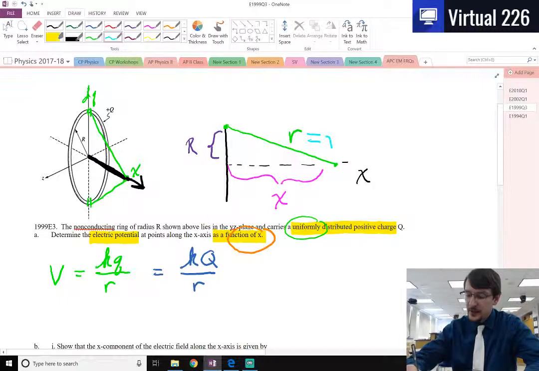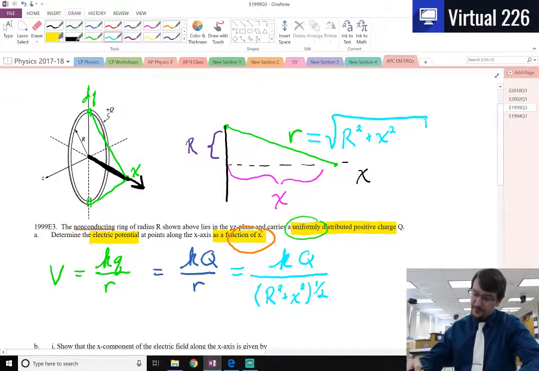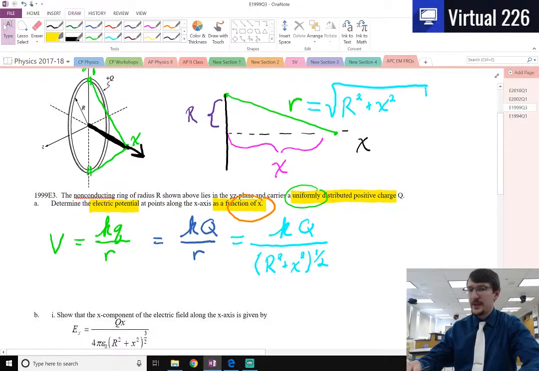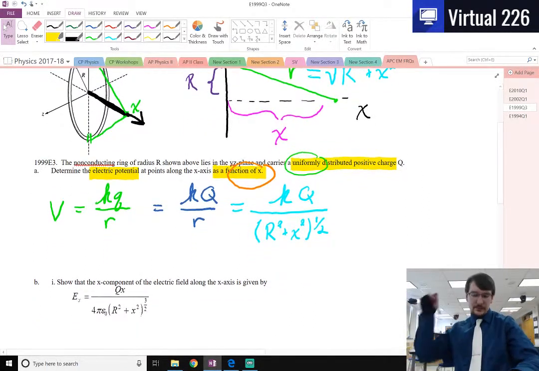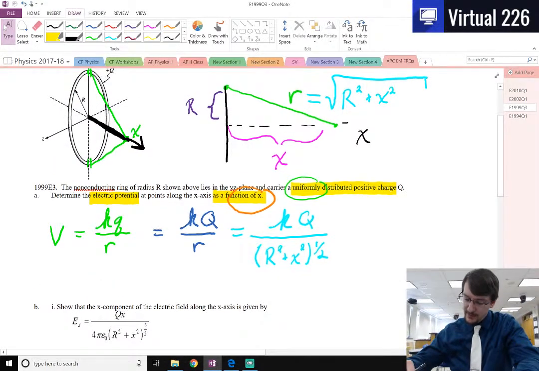And with a simple Pythagorean theorem, we can say that that distance r is just equal to the square root of r squared plus x squared, which means that down here we can say that this is equal to kq over, and I'm going to write this with parentheses. You could write it with a radical sign if you want, but I like it like this. So that's our first answer for the potential along the x-axis.